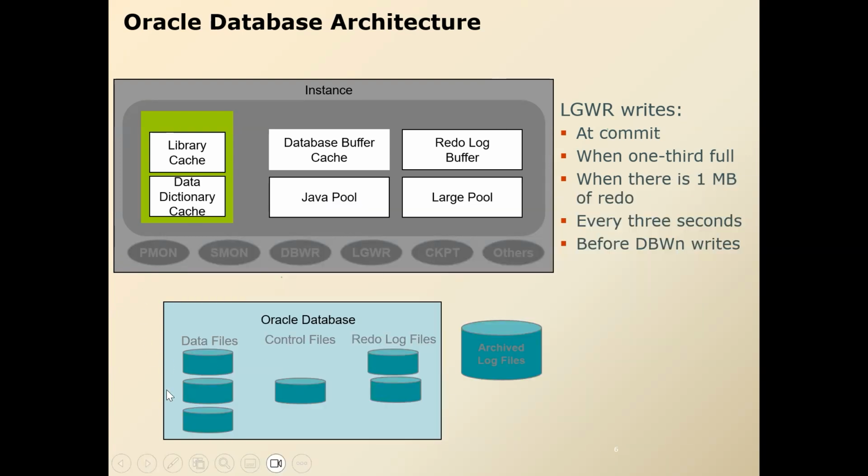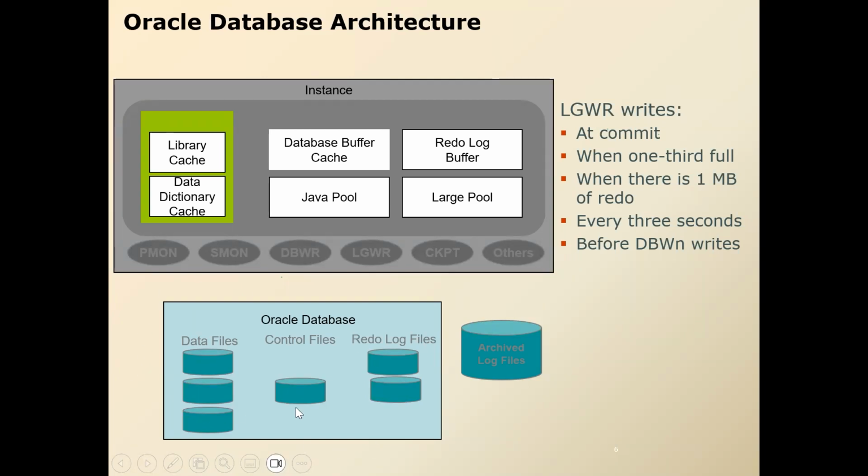Oracle database files are the actual files. Oracle database contains data files. Data files are the files which contain the actual data. For example, when you do select star from the employee table, where do you get that information from? You get that information from the data stored in the data files.